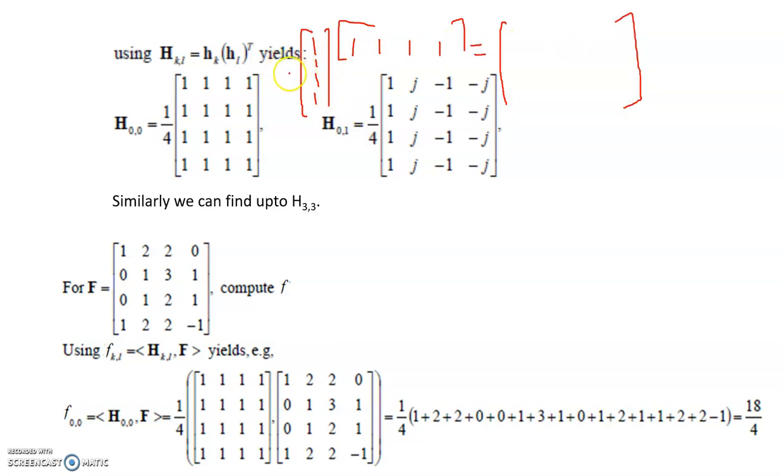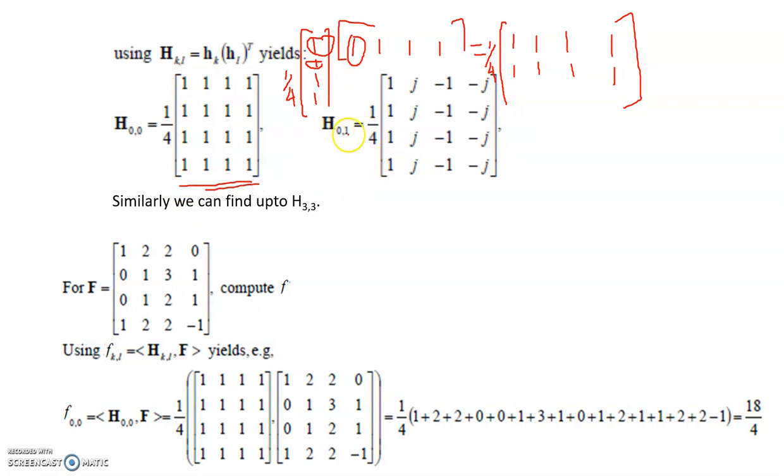I have 1 by 2 common for both cases, so I have 1 by 4 outside. Then I multiply this to get the two dimensions. I take the first row into the first column, that will be 1, then the first row into the second column, again 1, then 1 into 1, 1. Now I go for the second row: second row into the first column 1, second row into the second column 1, second row into the third column 1. Like that I can do all the multiplication. So I will get the matrix like this, and this will be my H00.